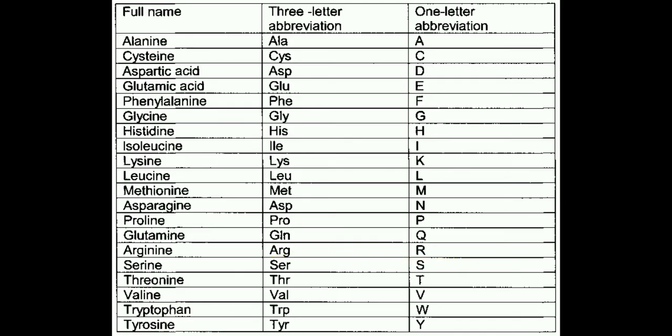Before going to the classification, let's talk a bit about the nomenclature. How will we give the name to an amino acid? Because we have 20 or 22 amino acids, and what is the system for its nomenclature? For example, here it is written that there is a 3-letter abbreviation and a 1-letter abbreviation. This one-letter abbreviation is also known as a symbol.